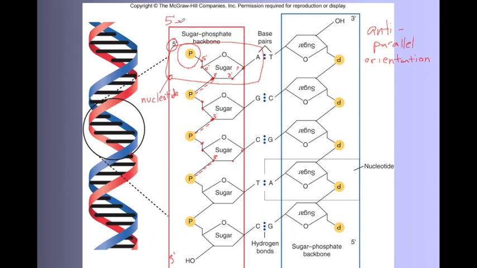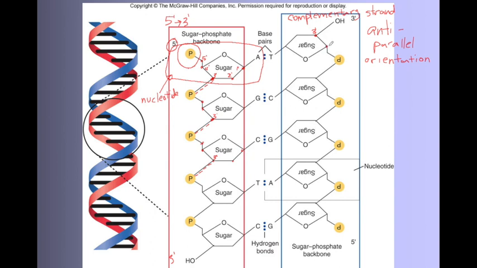5' to 3'. Right? That indicates the 5' carbon is essentially at the top of your nucleotide and the 3' carbon is on the bottom. Now, in a double-stranded DNA molecule, this strand here would be called the complementary strand, or the complement. This complementary strand is in the anti-parallel orientation, which means the 3' carbon is at the top.